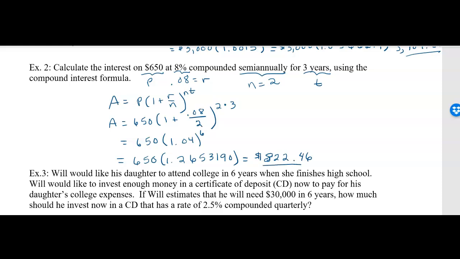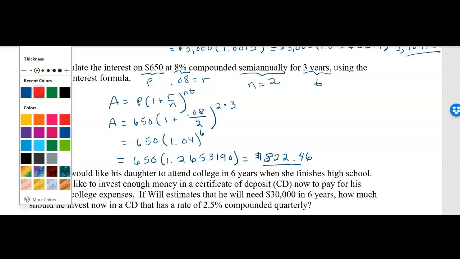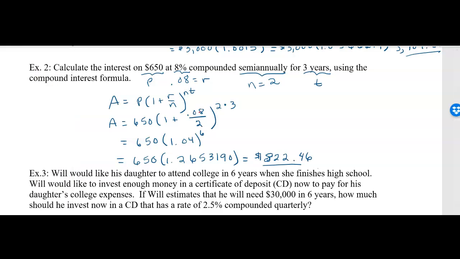So, okay, $822.46. That's the total amount. That's not what the question asked. The question said, what's the interest? Well, remember, we're not calculating the interest. A always means the total amount.